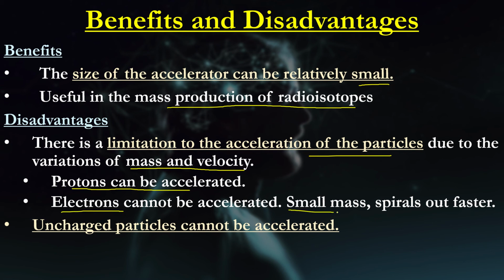The reason being is because electrons have a really small mass. What we know from the centripetal force, if you recall, is that because the mass is very small, if I make the object go a little bit faster, overall it actually spirals out a lot quicker. So just a tiny increase in energy will cause the electron to spiral out of the cyclotron, and so we can't really get a nice build-up of energy there. The other issue is uncharged particles will not be accelerated in a cyclotron.